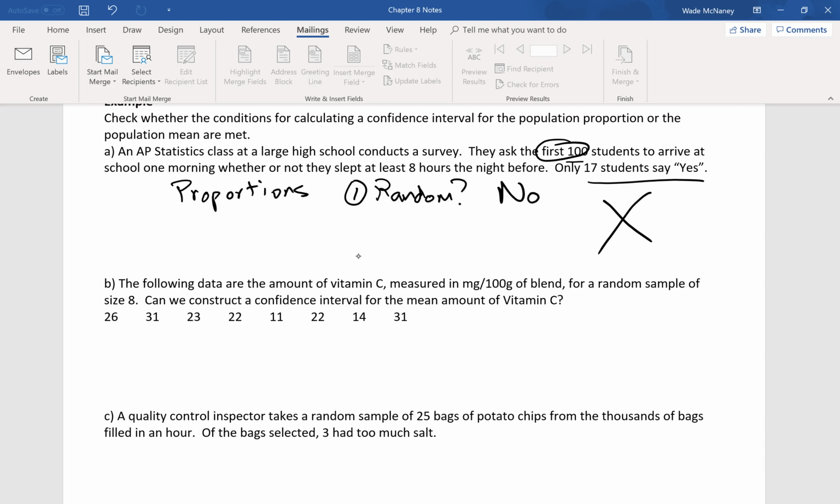Once any of the conditions fails, we're done. We stop, we move on. Okay, let's look at letter B. The following data amounts for vitamin C measures in milligrams per 100 grams blend for a random sample of size 8. Can we construct a confidence interval for the mean amount of vitamin C? So this is for a means problem.